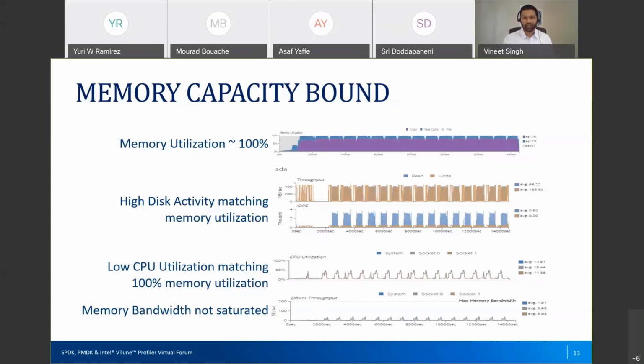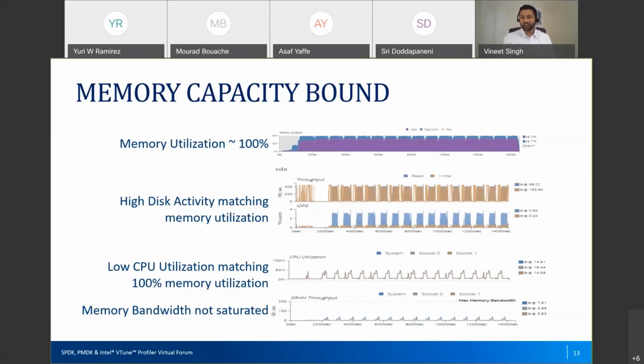In this scenario, what we are seeing is your memory utilization, which is covered by the first graph, is hitting 100%. In the same execution windows where memory utilization is high, you see disk activity. And corresponding to that, if you look at CPU utilization, it is dropping to a very low value in the same regions. So all those things combined together tell you that there is swapping happening because you don't have enough capacity on your system, and memory bandwidth is not saturated in those execution windows.